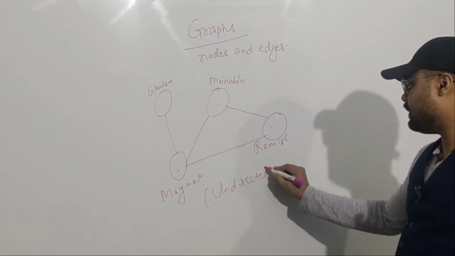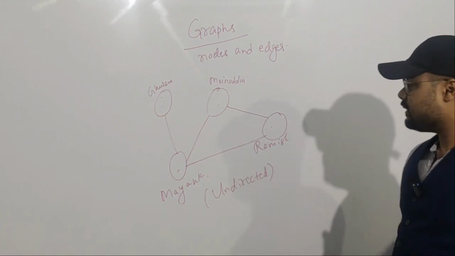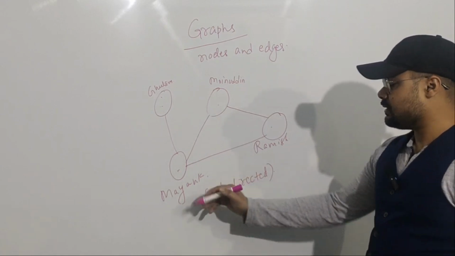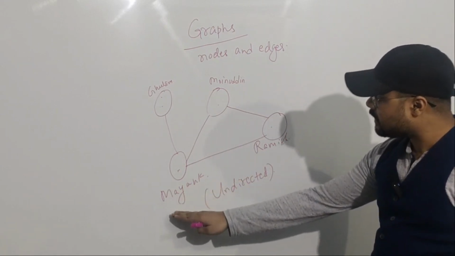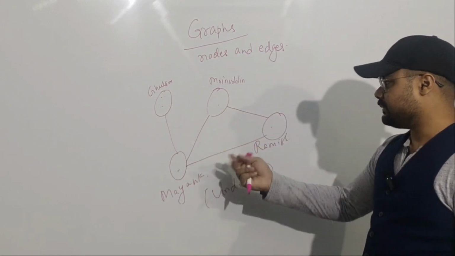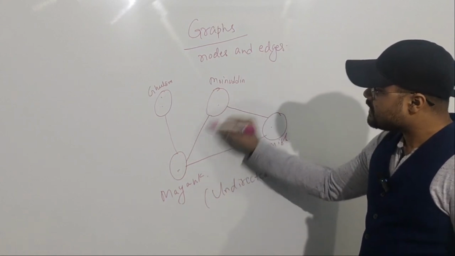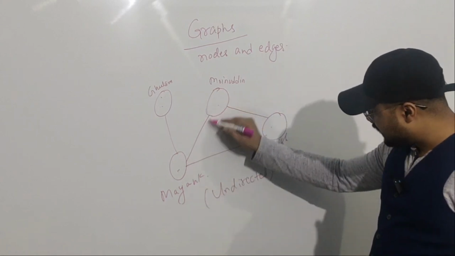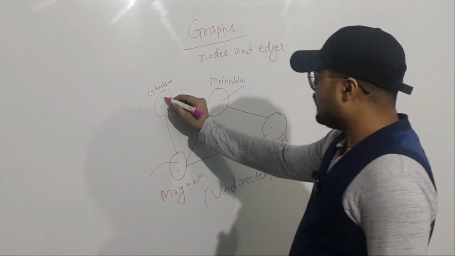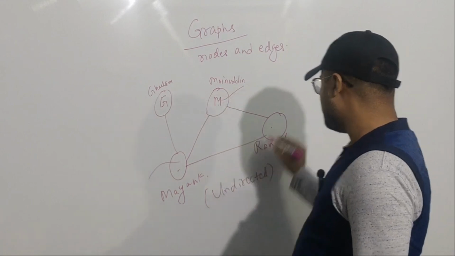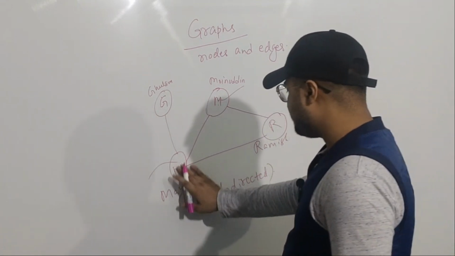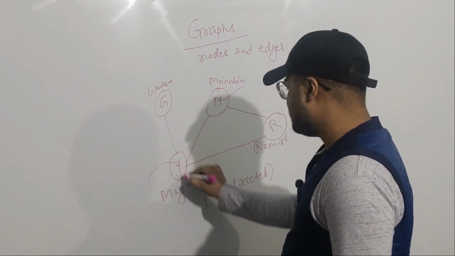An undirected graph means that there is no direction to the edge. It's not like the edge is emanating from Mayank to Moinuddin. No, it does not matter. The edge is just connecting the two vertices, this vertex and this vertex. Let me just give the names as G, M, R, and this one simply as Y.